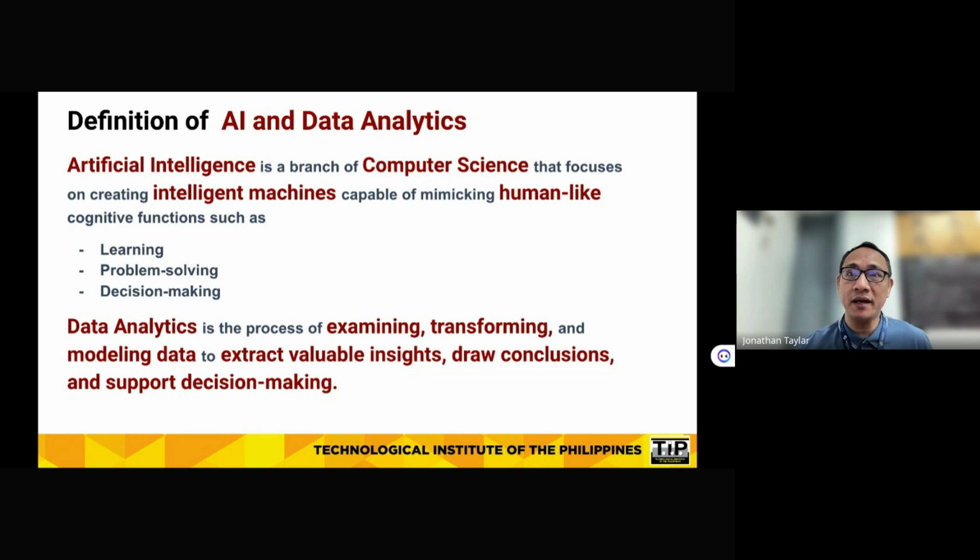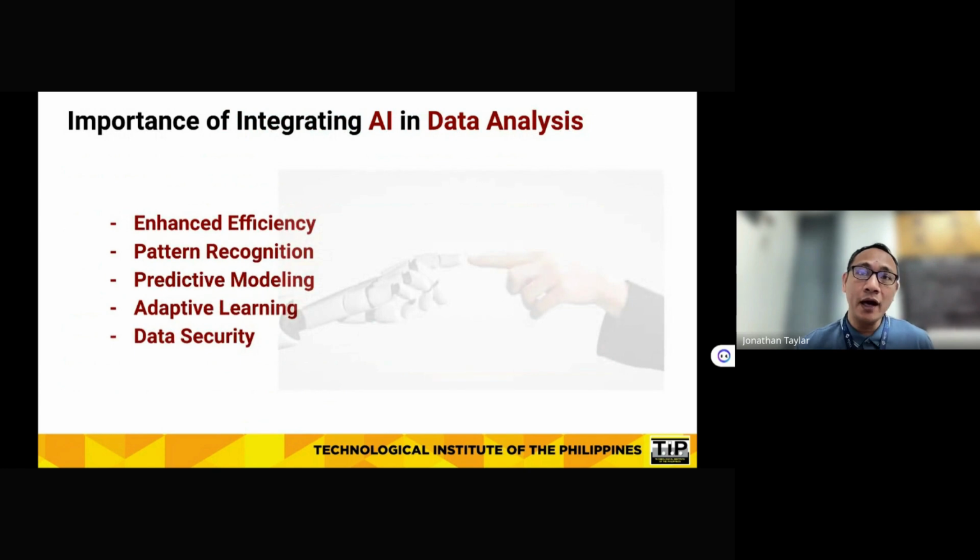On the other hand, data analytics is the process of examining, transforming, and modeling data to extract meaningful insights, draw conclusions, identify patterns, and support decision making. This is what data analytics is all about. It involves various techniques and tools for collecting, processing, and analyzing large volumes of data from different sources.